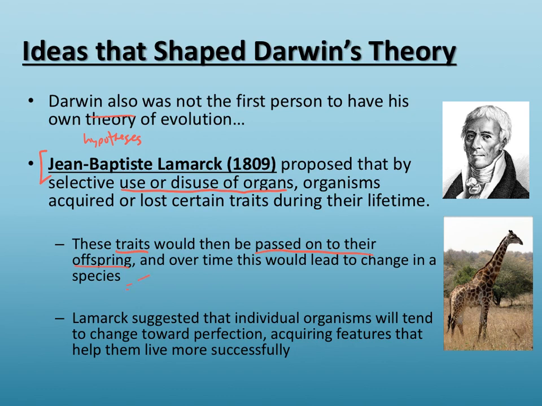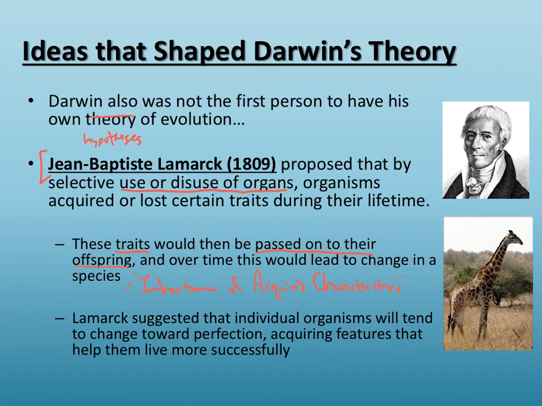What we call this is the inheritance of acquired characteristics. So again, his idea being that in my lifetime I can acquire a characteristic and then I can pass that on to my children. And he said that we would tend to change toward a perfection with our environment.